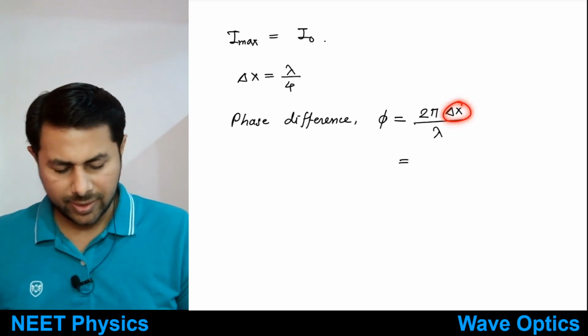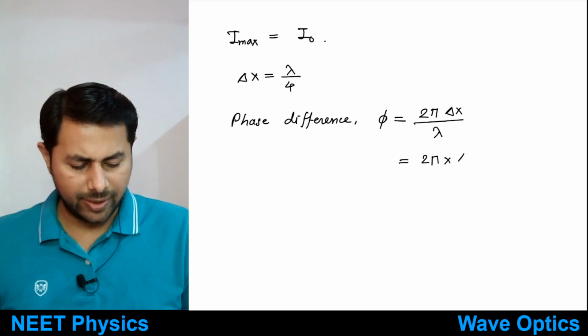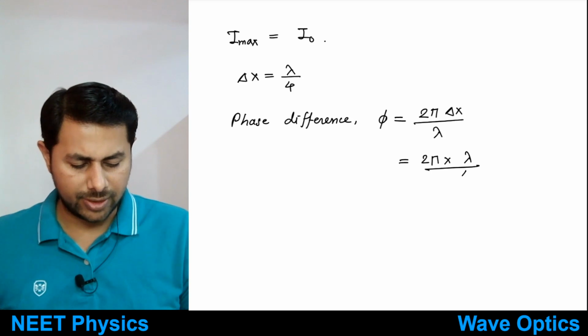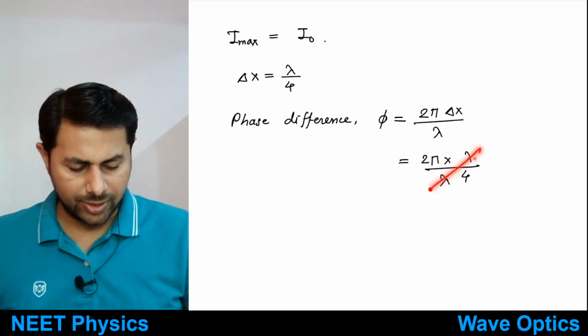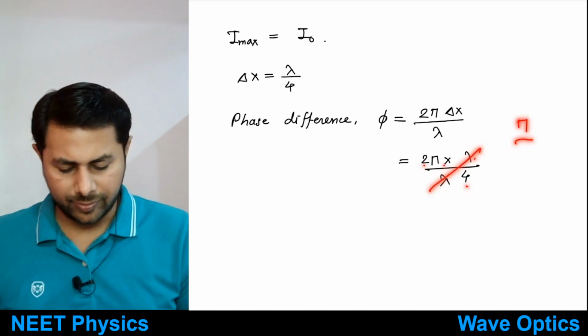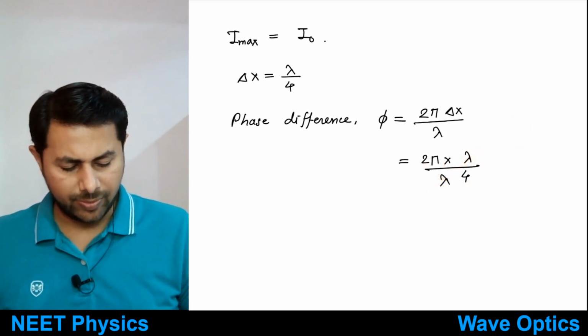So put that. You get 2 pi multiplied by lambda by 4, divided by lambda. So this thing gets cancelled out. 2 pi divided by 4 means what? Pi by 2. So it is equal to pi by 2.